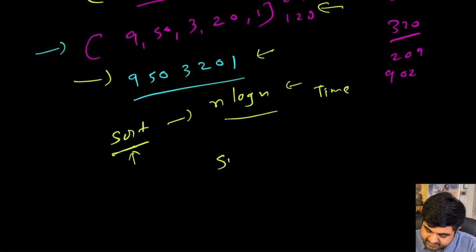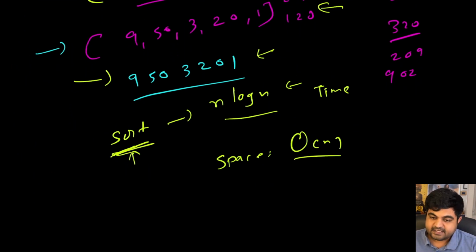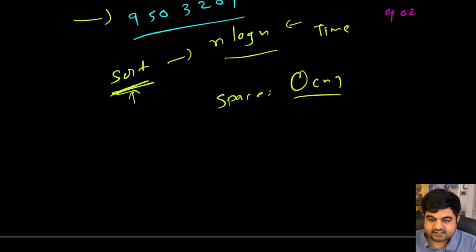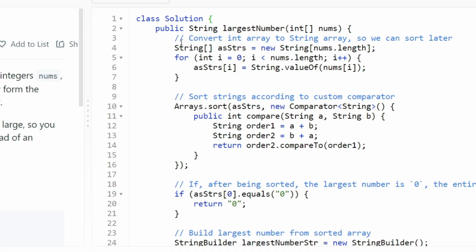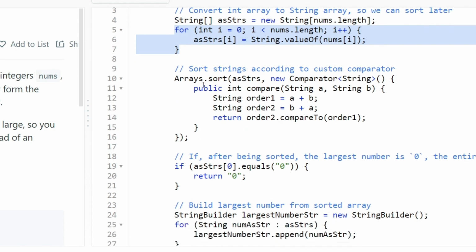The space complexity is going to be big O of n, because in many cases this sorting algorithm usually takes big O of n space, and these are the time and space complexity. Now let's see the coding solution. The very first thing we are going to do is create a new string array, because we have to convert all the numbers into strings, and then we iterate over our given nums array in a simple for loop fashion and convert all the values into string values.